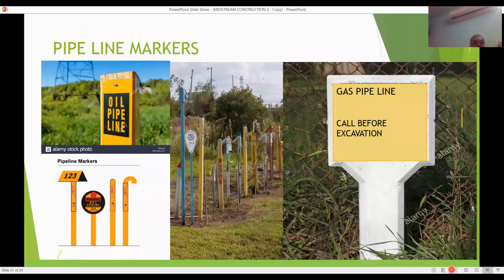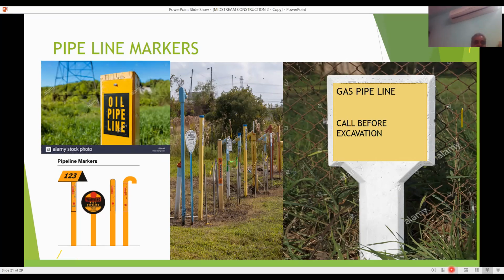Okay, my friends, now we have constructed one pipeline, the midstream line. We lower the welded pipe after testing, then do the hydro test of the line and complete the hydro test procedures as per the specifications and codes, and backfill it.